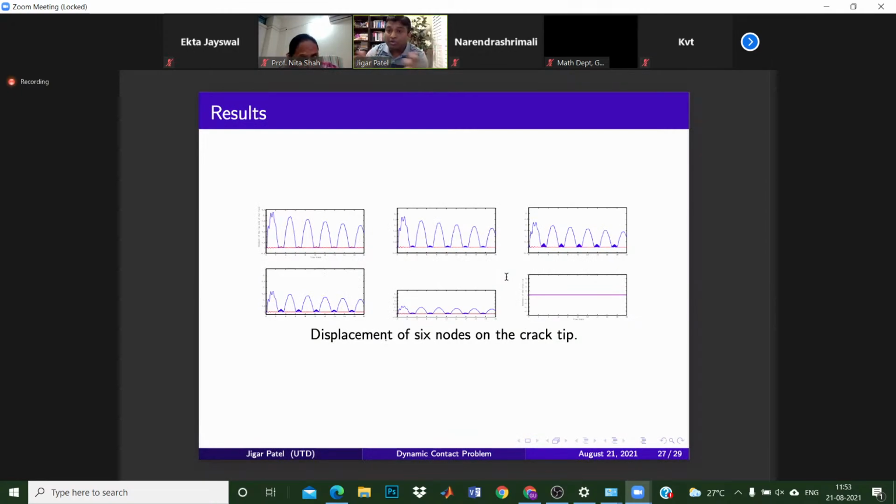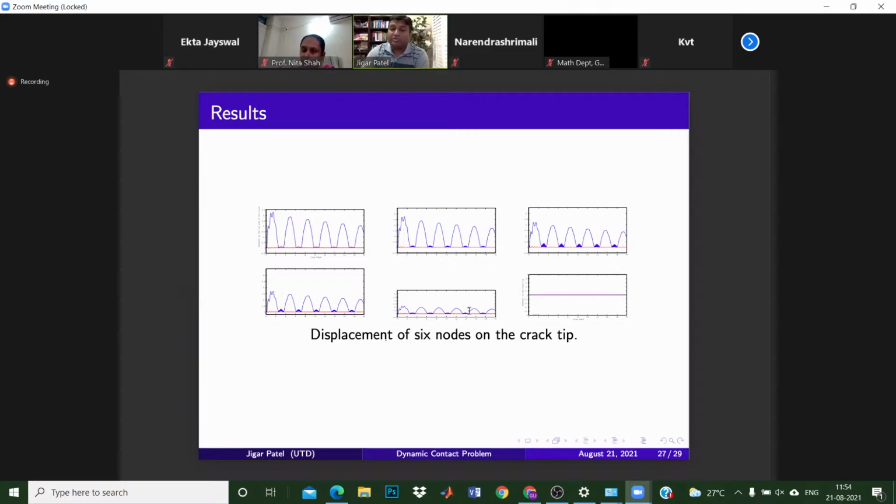So I tried to plot the movement of the node sitting on the crack tip. These are pictures taken from the discretized beam with crack length 6. There are 6 nodes sitting on the crack itself, and then 5 other nodes. The first picture at the bottom right represents the movement of the node on the crack tip itself. The crack tip itself is not moving. You see the flat line there.